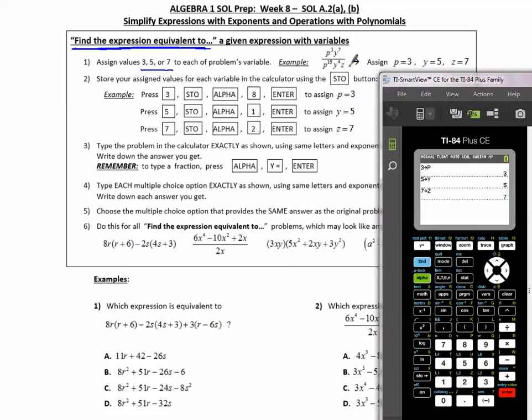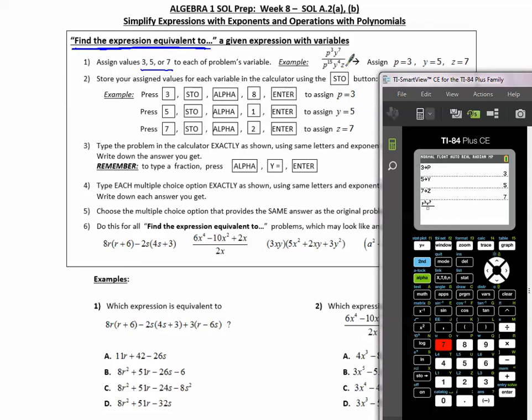Remember, when it's a fraction, we do alpha, y equals, enter. P, remember how I got P? I had to do alpha and then the 8 because the P was in green above the 8. And then I need it raised to the third power. So I use this exponent button and then the 3. To get out of the exponent, I arrow to the right, and then I want y to the 7th. So y is above the 1, so I do alpha 1, and then the exponent button, and then 7.